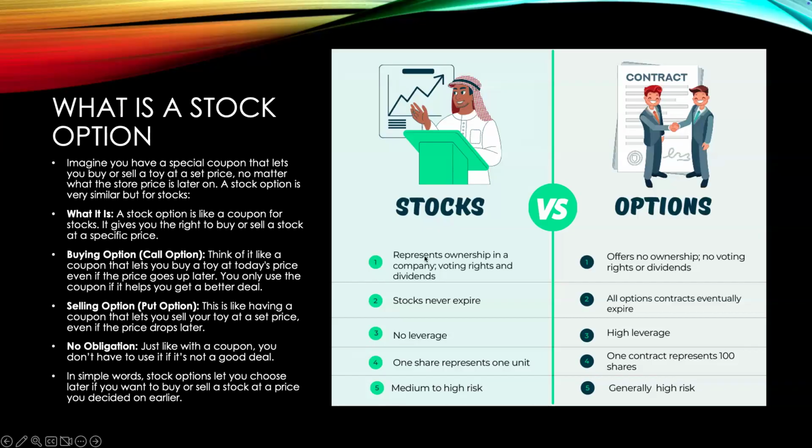Now let's compare the difference between stock and stock option. Stock represents ownership in a company, voting rights and dividends. This is when you own a stock. Also, stock never expires. There's no expiration for that. As I told you in the other class, as long as you have the stock and never sell it, you still own it. That's the only time you lose it.